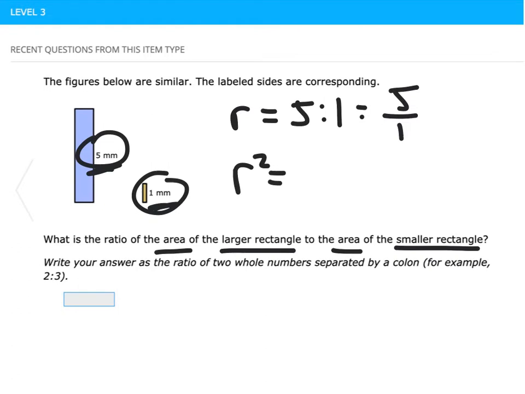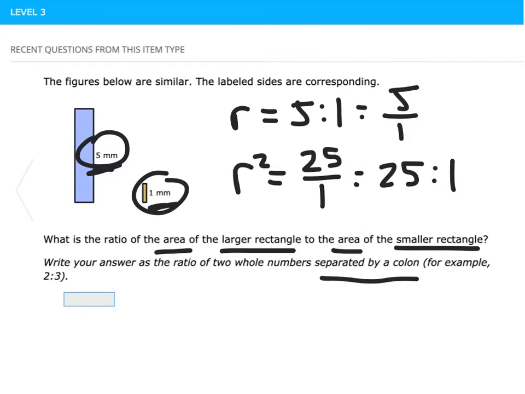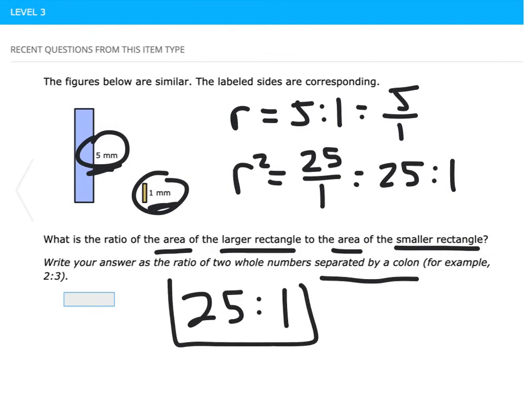That makes the ratio of the areas 5 over 1 times 5 over 1, which is 25 over 1, or 25 to 1, when written as a ratio separated by a colon. So our answer is going to be 25 to 1, because we wanted the larger rectangle area first and the smaller rectangle area second. So we are in a ratio of 25 being larger to 1.